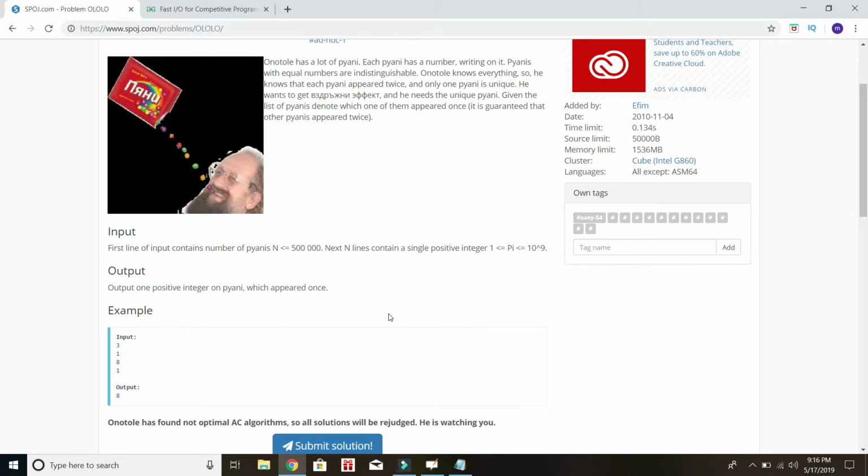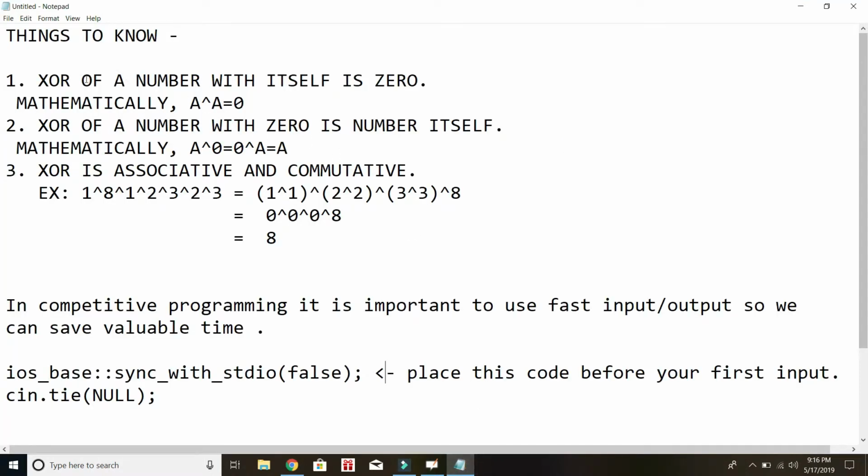To solve this problem, you need knowledge about what's known as the bitwise XOR operator. You need to know some things about the XOR operator. It is represented by this symbol I've highlighted, something like this exponent symbol. This is my XOR operator symbol. So you have this bitwise XOR operator.